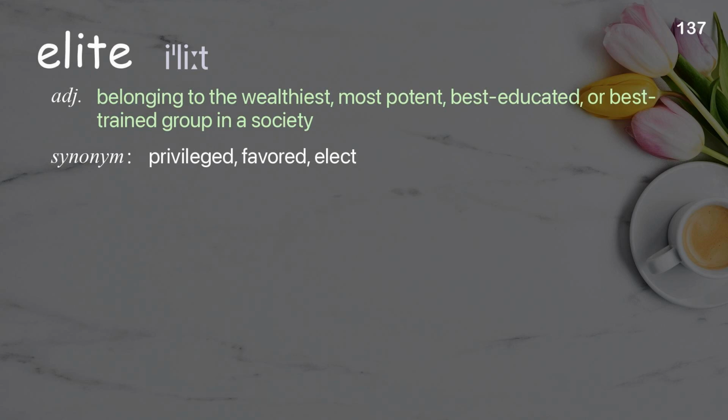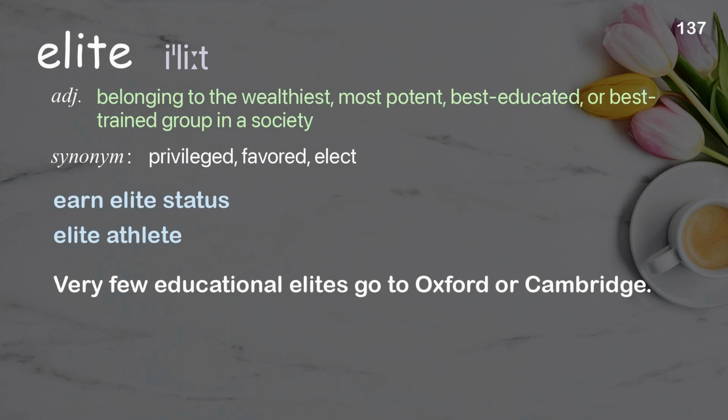Elite. Belonging to the wealthiest, most potent, best educated, or best trained group in a society. Examples: earn elite status, elite athlete. Very few educational elites go to Oxford or Cambridge.